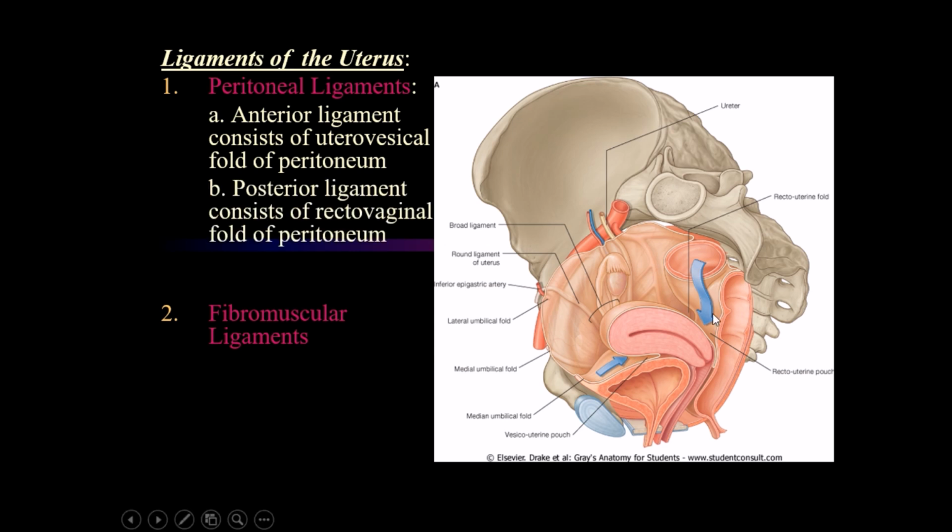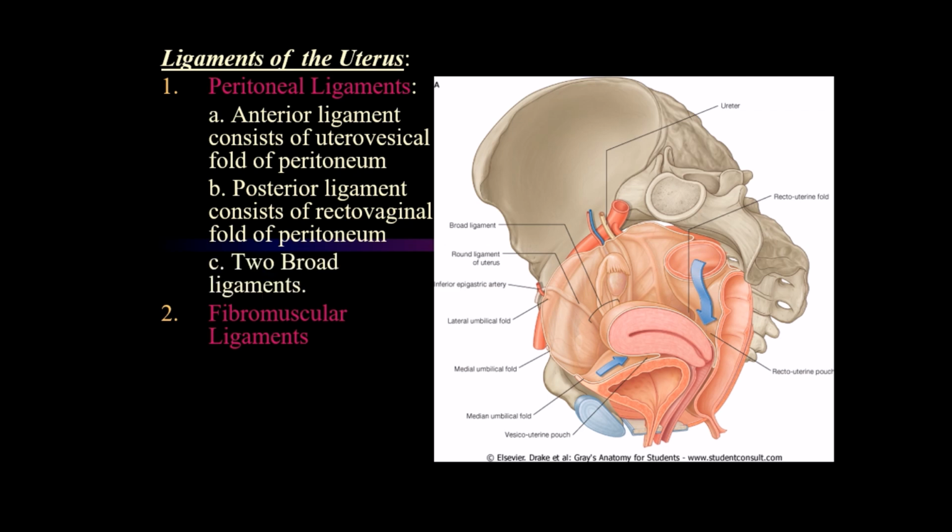Similarly, if you see here, this is the pouch here. This is a very important pouch. This is called the recto-vaginal pouch or recto-uterine pouch. This is also called the pouch of Douglas. So this is a very important pouch, and here also there is a fold of peritoneum which is reflecting here. So this is called the posterior ligament.